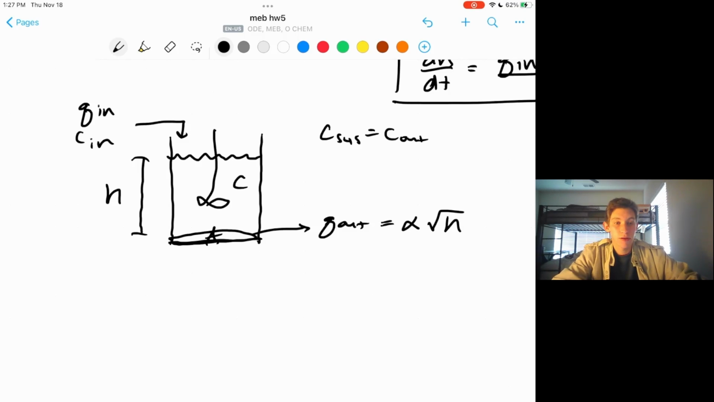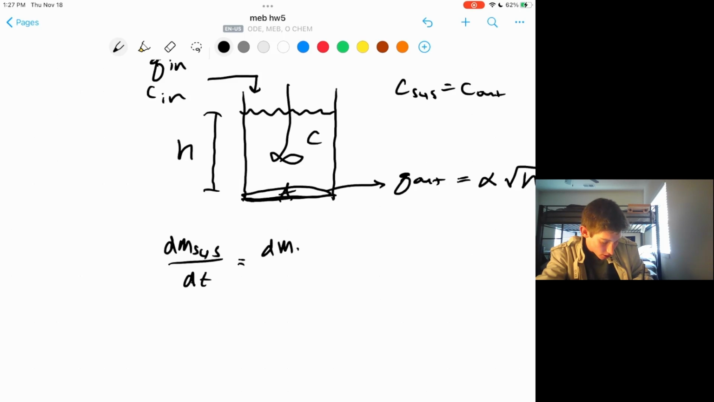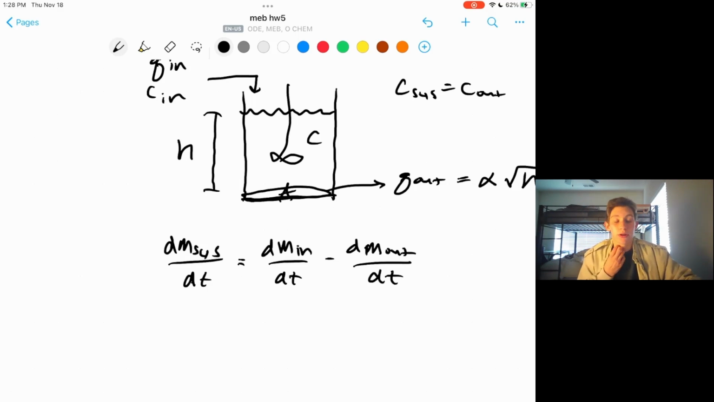So we need to derive a differential equation for the changing concentration with respect to time. So we can start with a mass balance like we did previously with the first part of this problem. So we can say that the change in the mass of the system with respect to time equals the change in the mass going in minus the change in the mass going out. And now when we substitute the mass, instead of the density, we're going to use concentration.